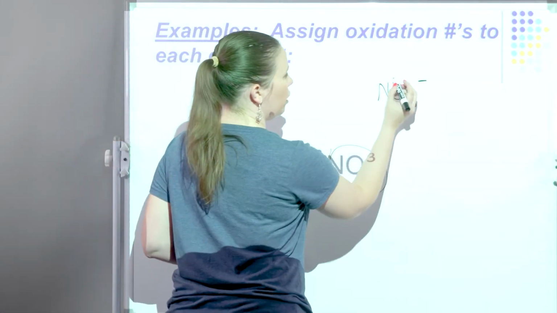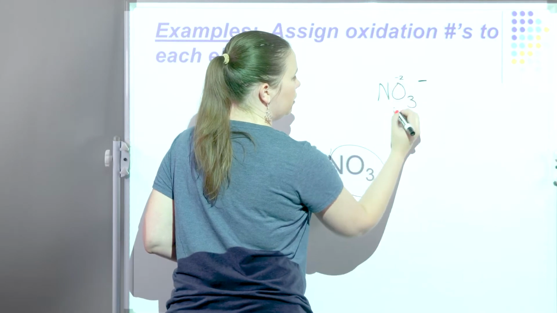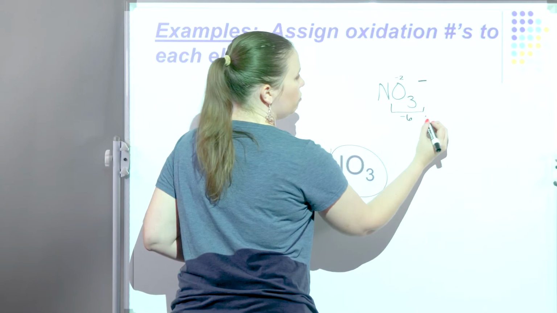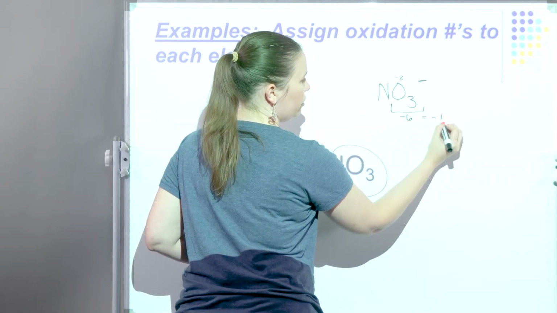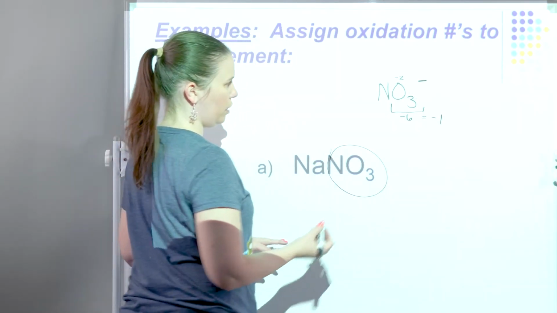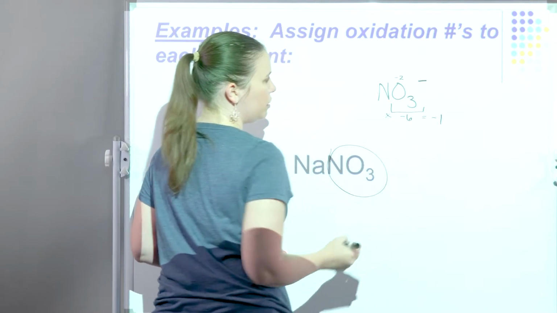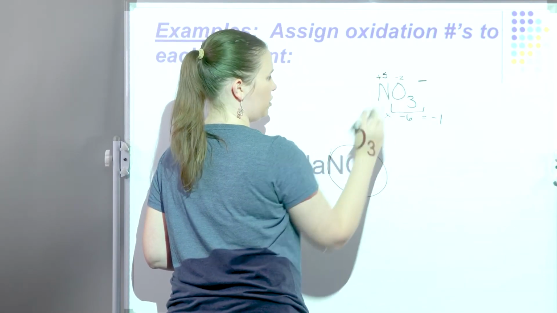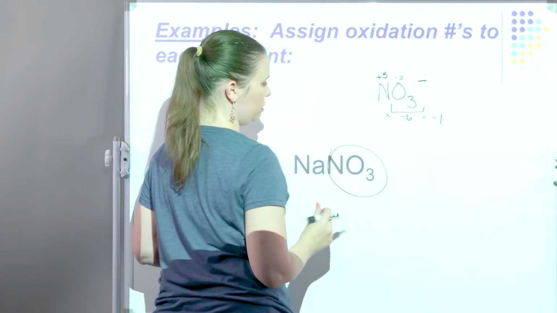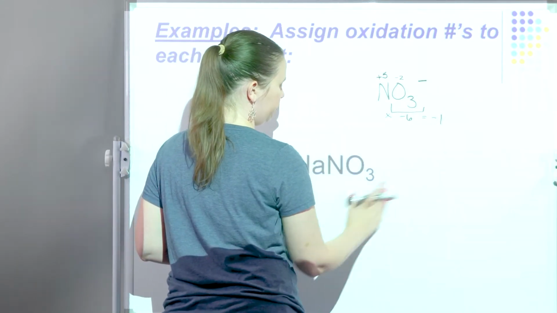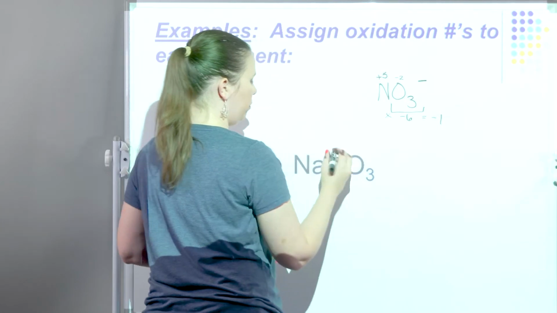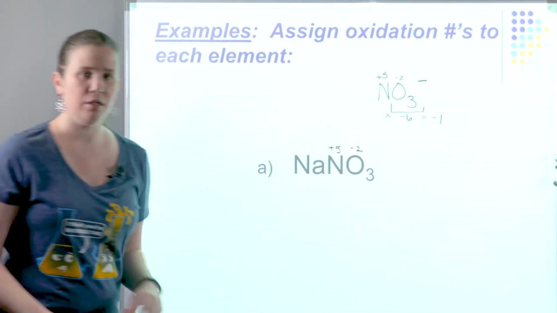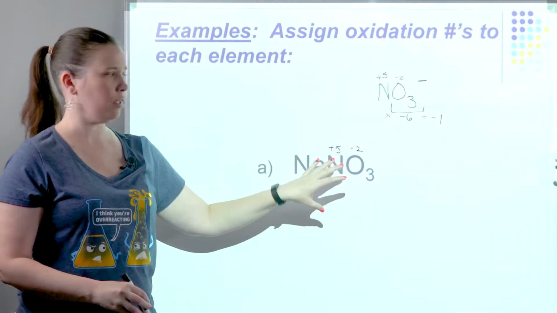So I'm going to start with my oxygen, just like I did with the sulfate, and I can see here that I need a total of -6. But I want nitrate to end up with a -1 total oxidation state. So what would need to be the oxidation state for nitrogen? +5. +5 minus 6 will equal -1. Therefore, that will be the oxidation state of nitrate, whether it's alone or in a compound.